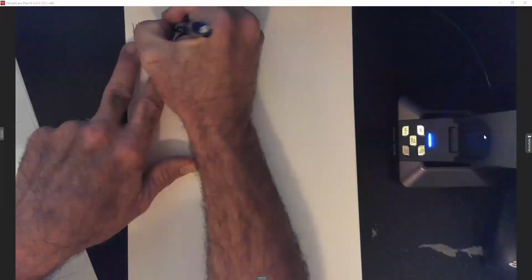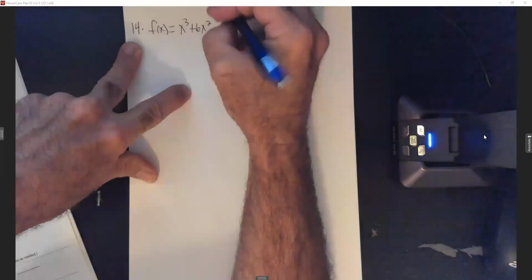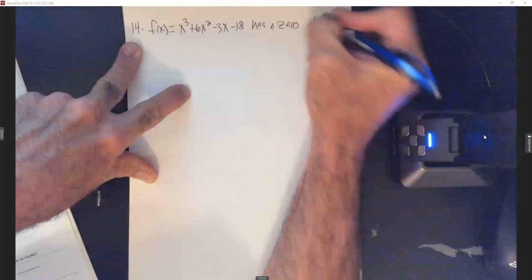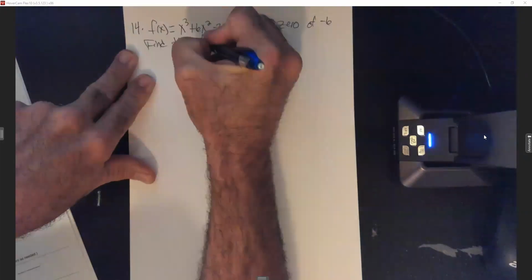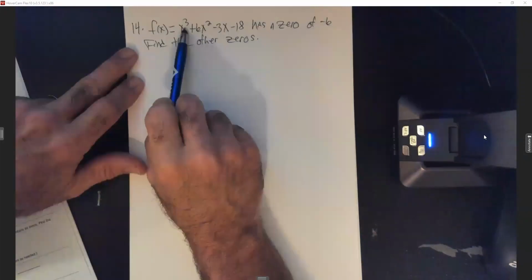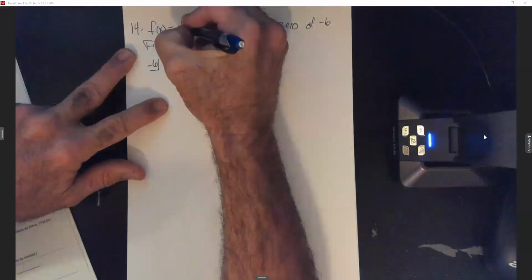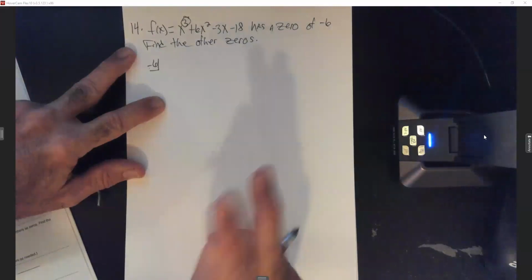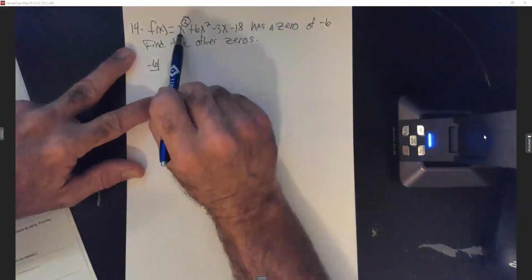Number 14. They're saying f of x equals x to the 3rd plus 6x squared minus 3x minus 18 has a 0 of negative 6. Find the other zeros. So since that's an x to the 3rd, I'm going to do this one with synthetic division. So they're giving me my first 0 was a negative 6. So since that's an x to the 3rd, I'm going to get 3 zeros. They gave me 1 of them, so 2 are left. Since 2 zeros will be left, I'm going to use the quad to finish this out after I get this negative 6 brought out. So we're going to write our numbers, 1, 6, negative 3, negative 18.